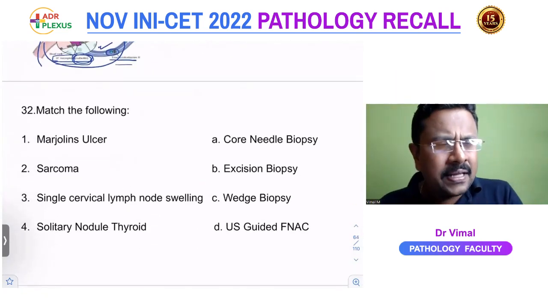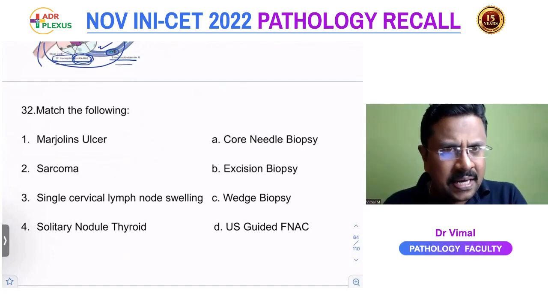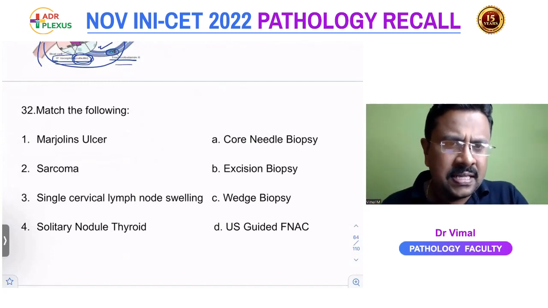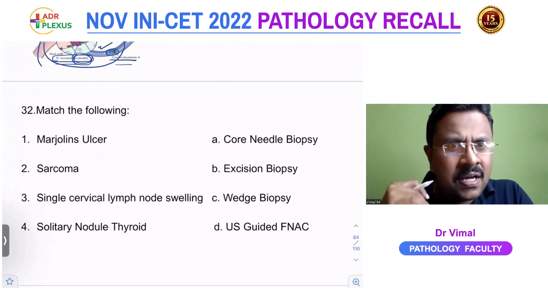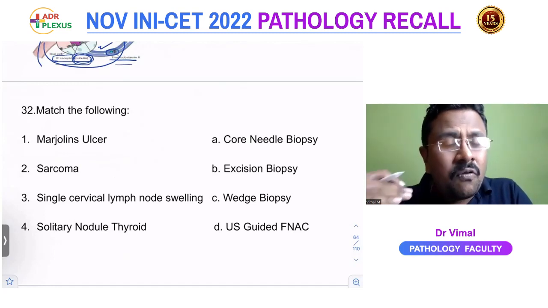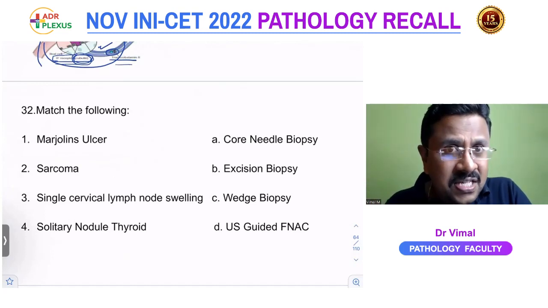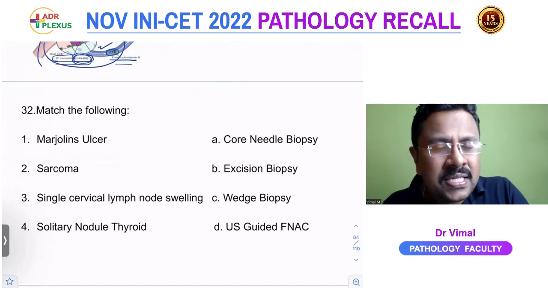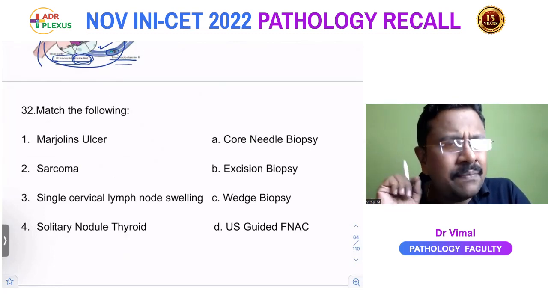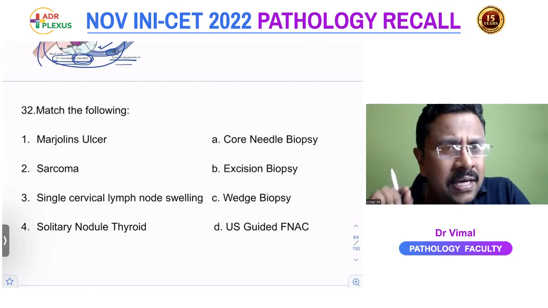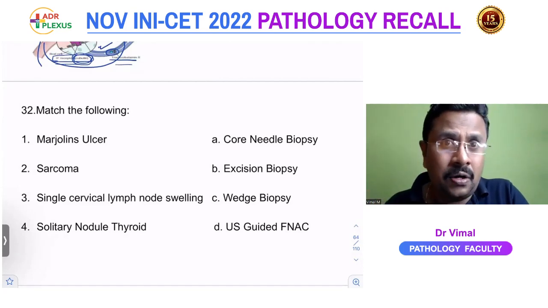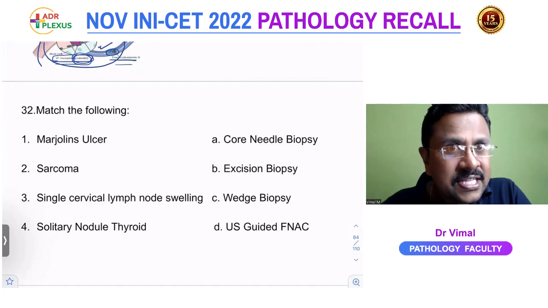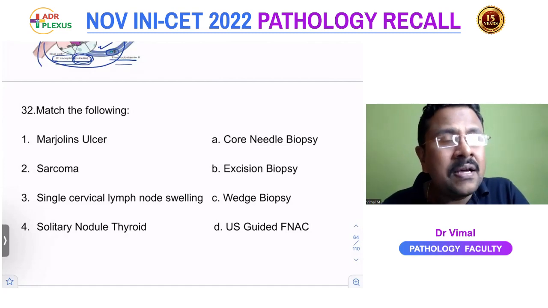A very applied type of question: they have this type of match the following. Yes, Marjolin's ulcer. They have asked you different kinds of lesions, and what type of pathological investigations you will do in each kind of surgical case. So Marjolin's ulcer: what is the main worry? The main thing we want to rule out is whether this lesion has developed a squamous cell carcinoma or not.